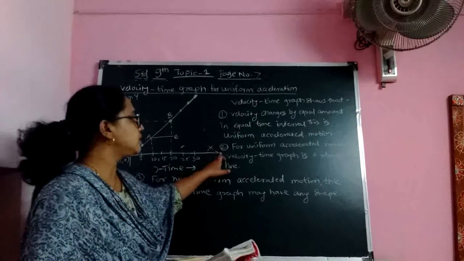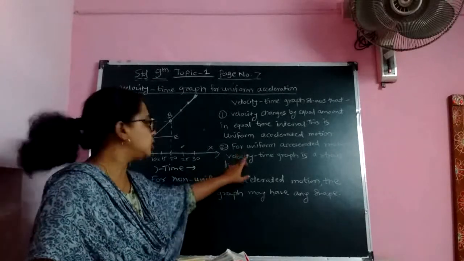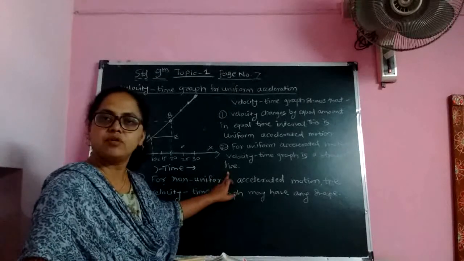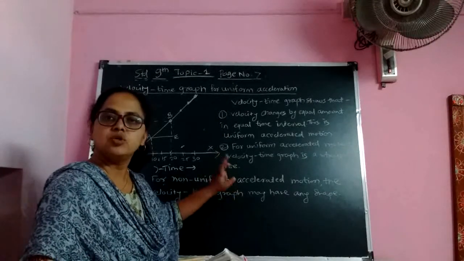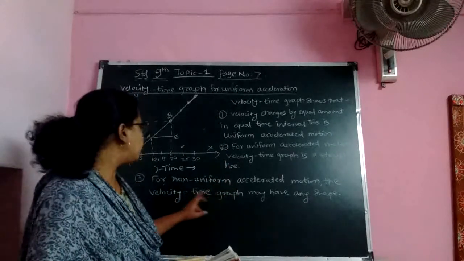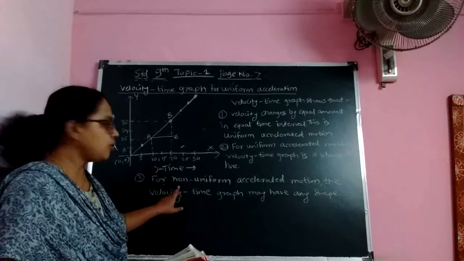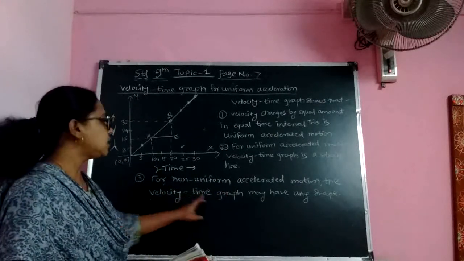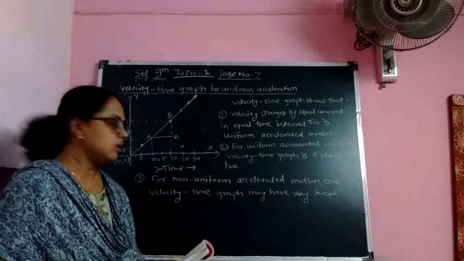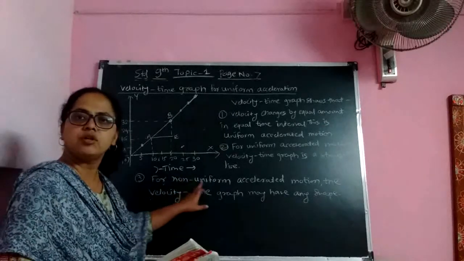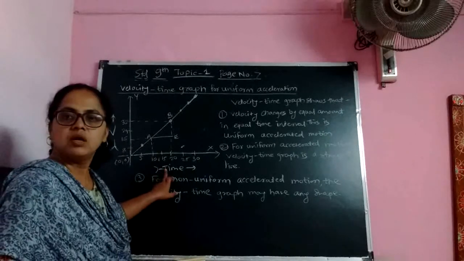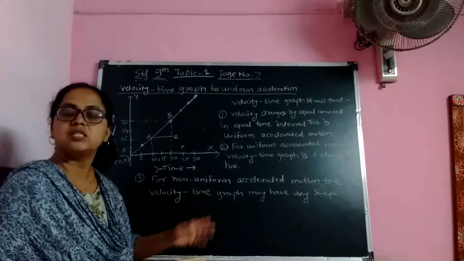Then what is the next conclusion? Second, for uniform accelerated motion, the velocity time graph is a straight line. Always remember, for uniform motion as well as uniform accelerated motion, the velocity time graph is a straight line. And the third conclusion: for non-uniform accelerated motion, the velocity time graph may have any shape, that is, an irregular shape. It is not a straight line.